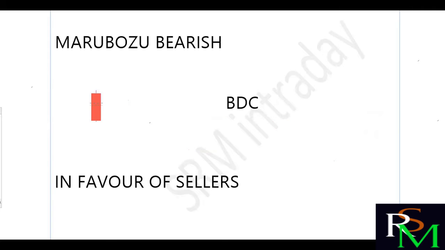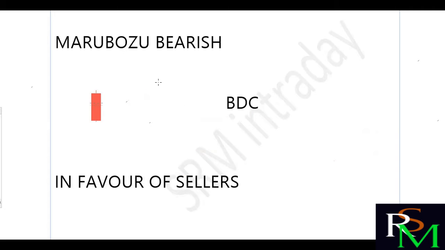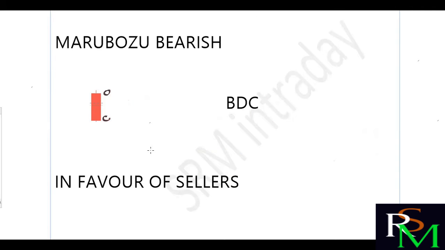This is also a Marubozu, but this is the bullish Marubozu. The second one, the red one, is the bearish Marubozu. I think you can understand. This is open and this is close. We can neglect the wick if it is very small. If the wick is big, we cannot consider it a Marubozu candle. It is also called a momentum candle. This one is a positive momentum candle and the red one is a negative momentum candle.